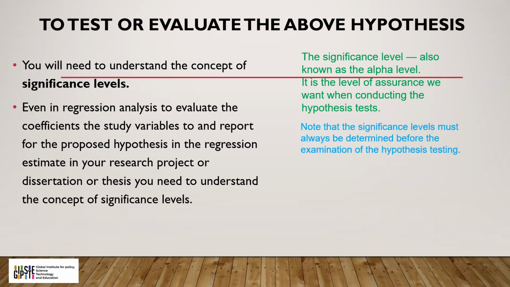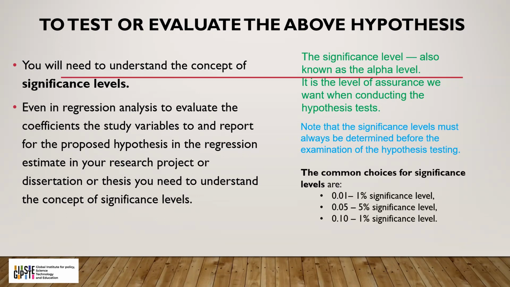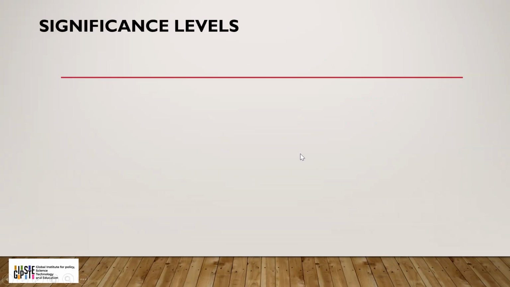Note that the significant level must always be determined before the examination of the hypothesis testing. The common choices for significant levels are the 1% significant level, alpha level, which is equivalent to 0.01, it's highly significant. Then we have 0.05, that is the 5% significant level. Then we have 0.10, that is the 10% significant level. So you have to determine the level of significance that you want to utilize to evaluate your study model.